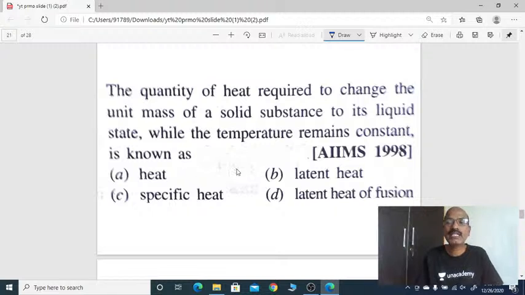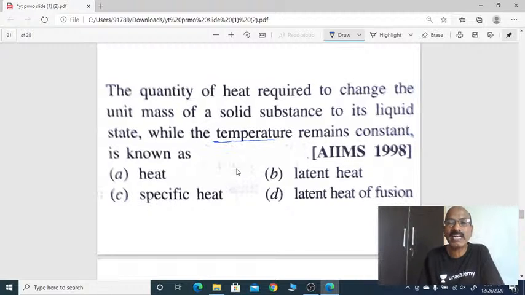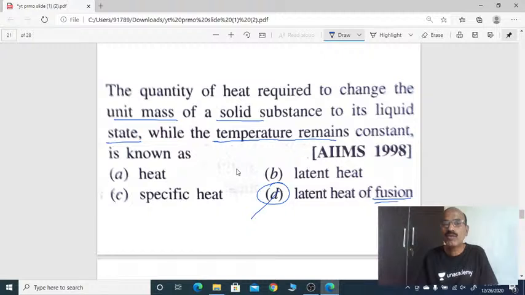The quantity of heat required to change the unit mass of a solid substance into its liquid state while the temperature remains constant. See, temperature remaining constant means latent heat. Change of state takes place. How much heat is required to change a unit mass of solid into liquid without rise in temperature? So it is latent heat of fusion. Fusion is only solid to liquid. Liquid to gas means vaporization. So D is the correct answer.